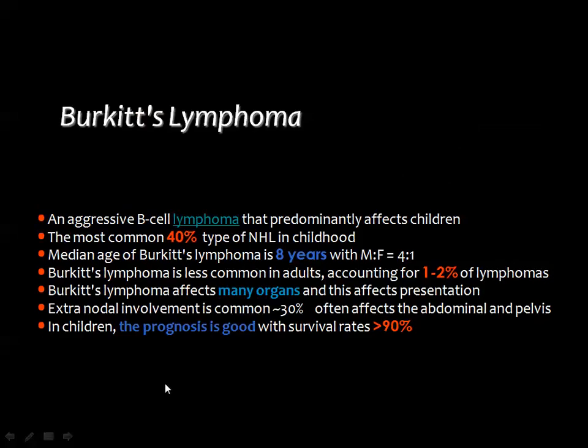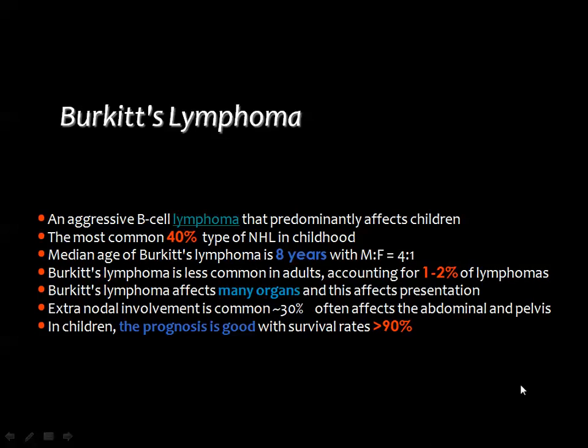Burkitt lymphoma is an aggressive B-cell type that affects children predominantly. It is considered the most common type of non-Hodgkin lymphoma in childhood, reaching about 40%. The mean age of Burkitt lymphoma in children is around the age of 8 years, with male to female ratio in the range of 4:1.